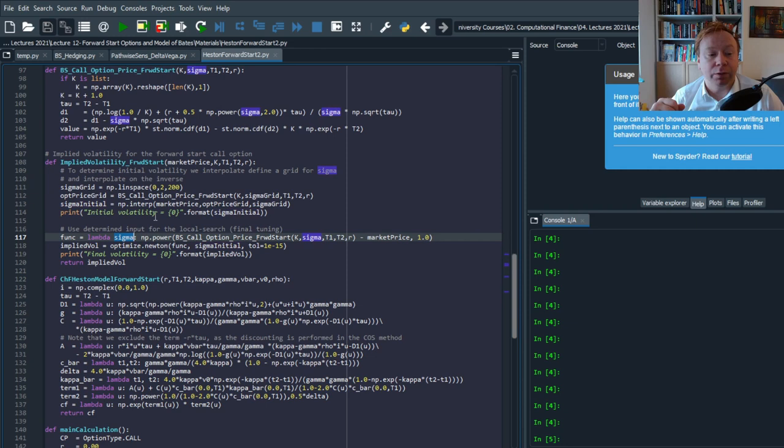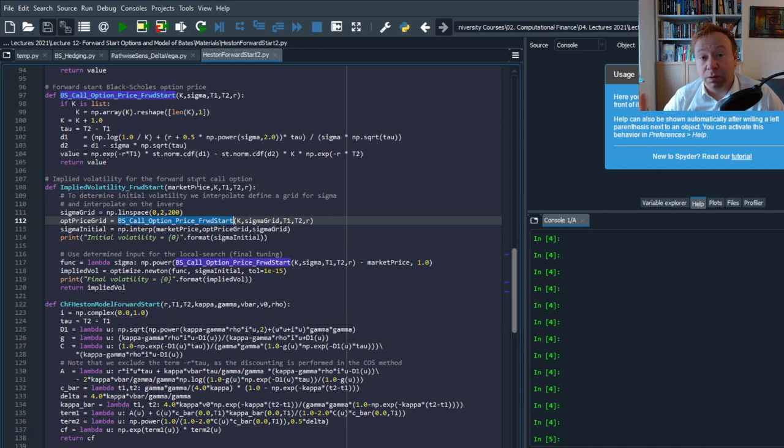And keep in mind that this option price, this Black-Scholes forward start price, is a new option price. This is the price which corresponds to the theorem for the forward option prices. And keep in mind also that the strike here and also this tau have to be adjusted. So these are sort of key elements to keep in mind once you calculate forward implied volatilities. Okay, so those are the main ingredients.